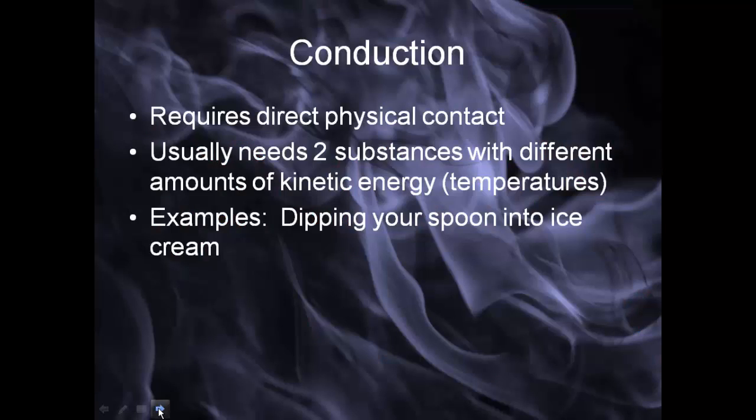First thing we're going to do is talk about conduction. And we know conduction involves physical contact. So if you want to conduct heat into your pan, it needs to be touching the fire or the heat source in order to do that. So they have to be in contact. And the example here is dipping your spoon into ice cream. The spoon eventually will get cool as the heat from your hand keeps going into the ice cream and causing it to melt.